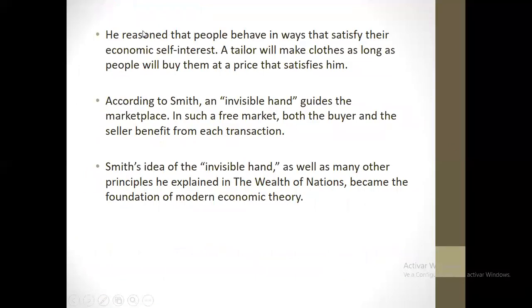He reasoned that people behave in ways that satisfy their economic self-interest. Aquí hay un ejemplo. A tailor will make clothes as long as the people will buy them at a price that satisfies him. Definitivamente, no va a tener un negocio donde no te van a pagar lo que tú estás solicitando, lo que tú estás pidiendo. Como está un negocio para que le paguen lo justo. Y si es así, entonces se va a mantener.